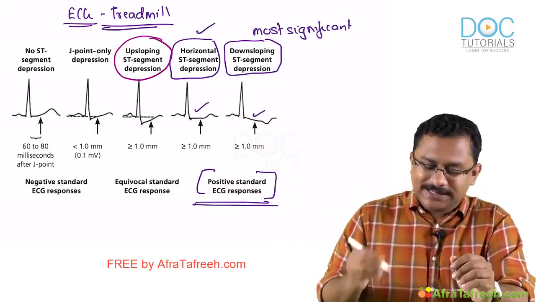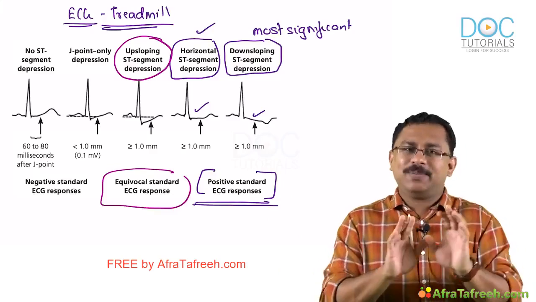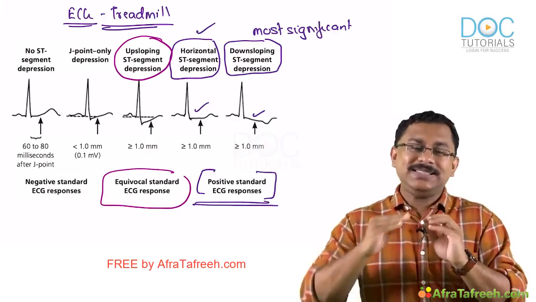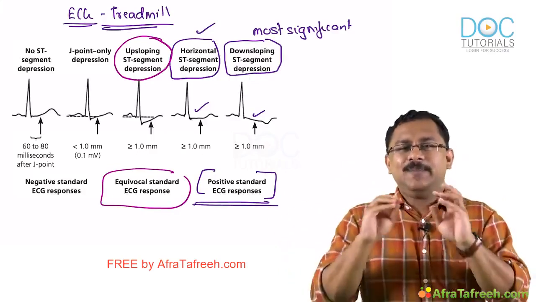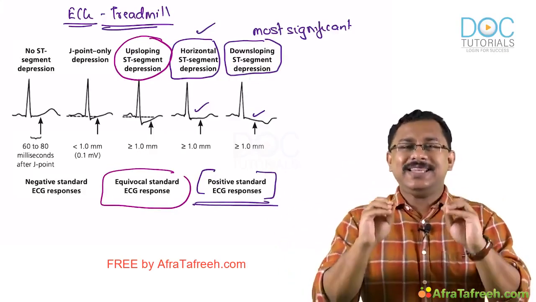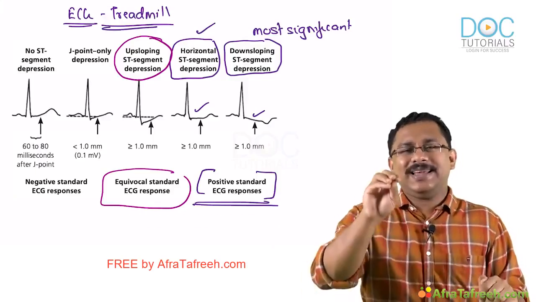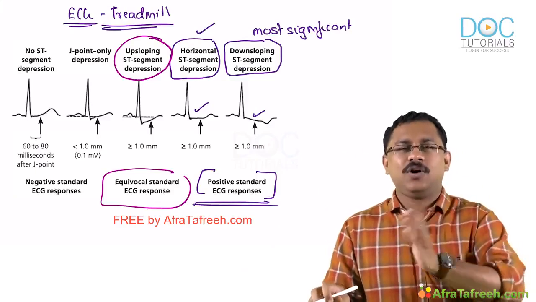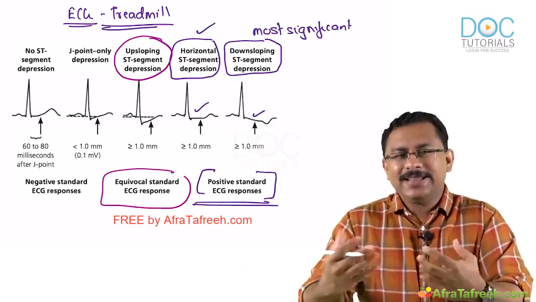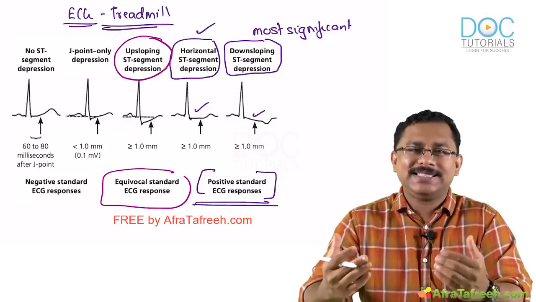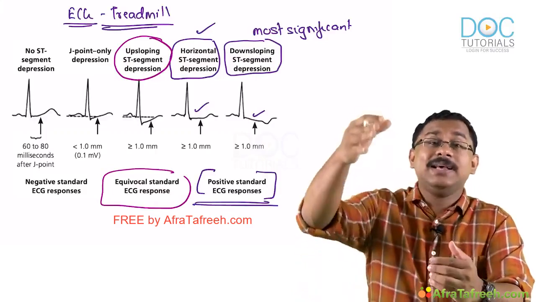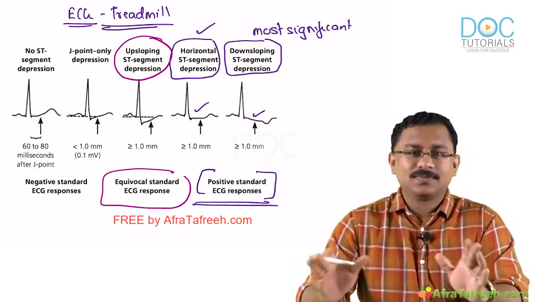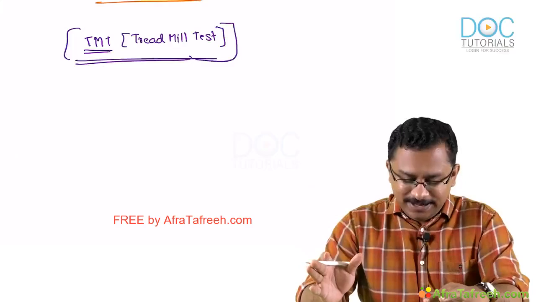But this is the catch point. If you find an ST depression in the ECG while you do a treadmill test, but that ST depression is an upsloping ST depression, please understand that you can only take it as equivocal. You cannot take it as a definite positive test. It is only equivocal, and you have got to again monitor whether he is developing any horizontal or downsloping ST segment depression, or whether he develops any symptoms. I hope that part is very, very clear.